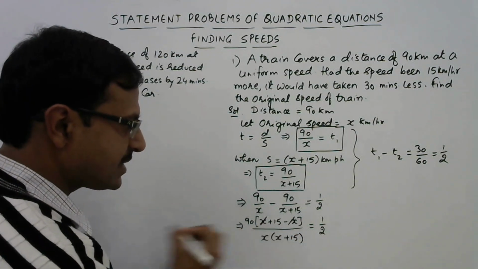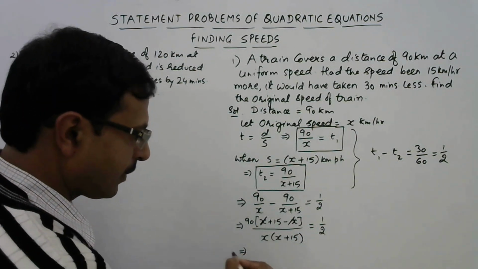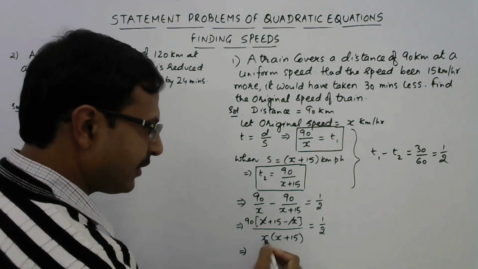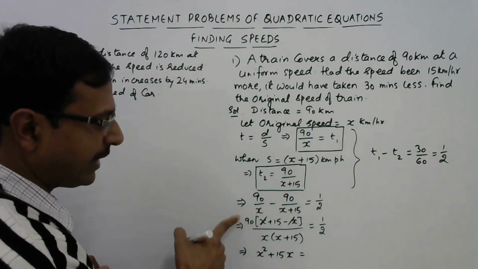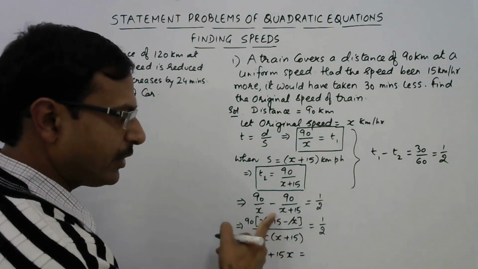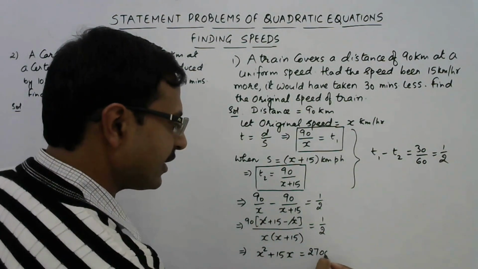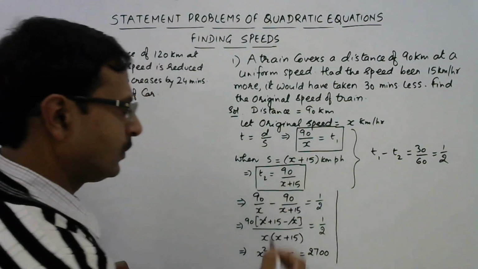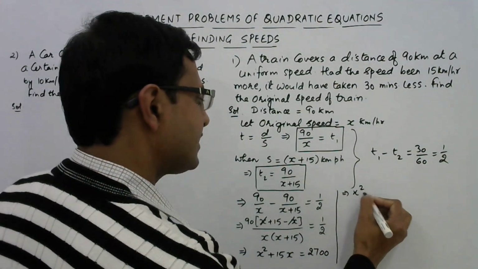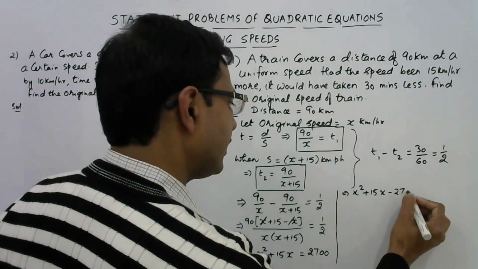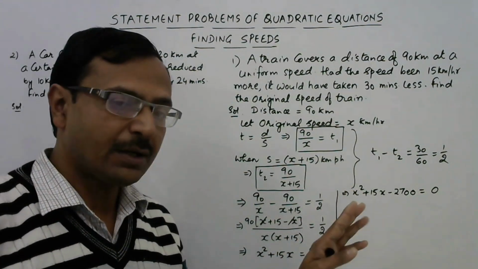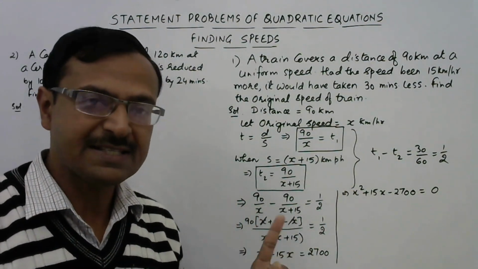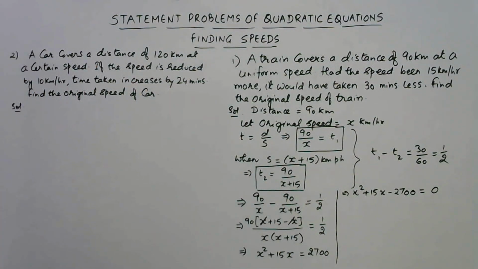So here x gets cancelled and we have, let's cross multiply this, x square plus 15x into 1, that is x square plus 15x, and on the other side you have 90 into 15 into 2, 30, which is 2700. So we have a quadratic equation now, x square plus 15x minus 2700 equal to 0. Now this is how you frame the quadratic equation for these type of questions. Let's do it for this question also, then we will solve the quadratic equation and find the answer.